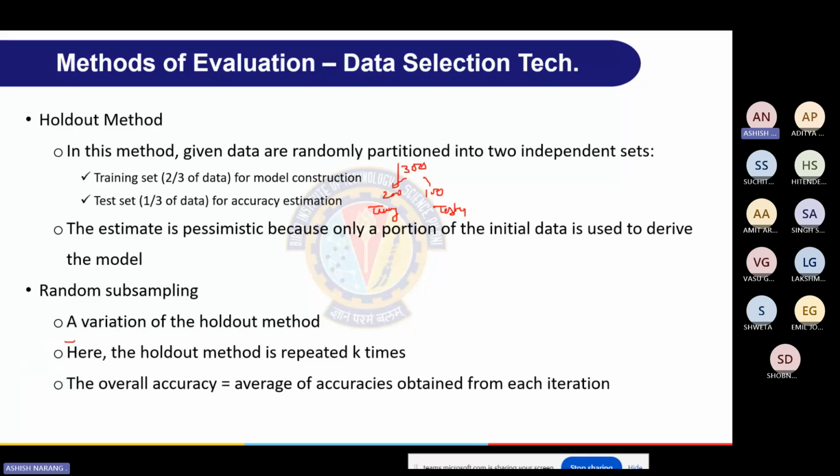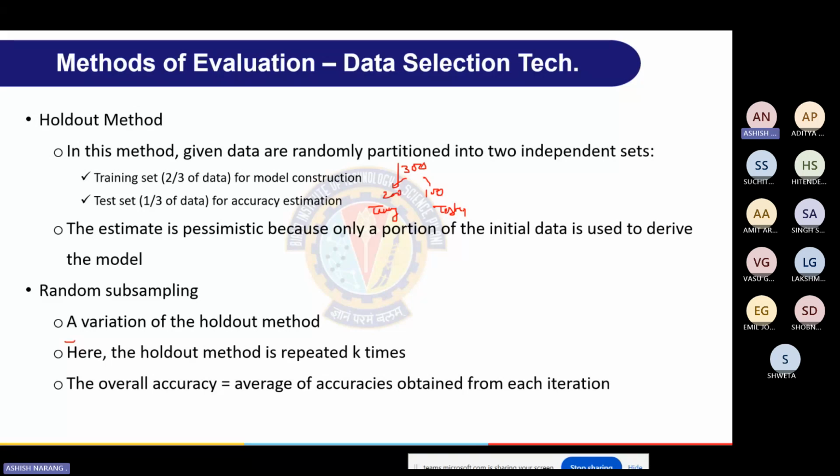So what is the problem? The estimate is pessimistic because only a portion of the initial data is used to derive the model. So we are using one portion, right? We are not testing each and every sample, right? Is there a way that we can do better, right? These are the questions which we need an answer for.